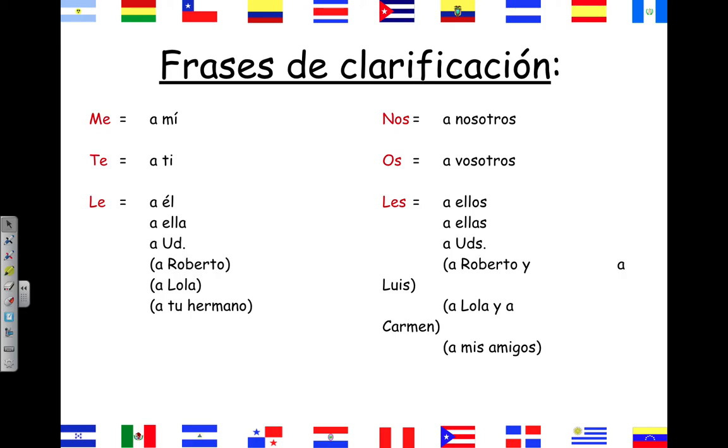Look off to the side and you see with les, we can do a ellos, a ellas, a ustedes, a Roberto y a Luis. When you're using more than one name, you're going to need that impersonal a in front of each name. A mis amigos, a Lola, a Carmen. Again, you cannot drop the les. It has to follow these names. The names, the él, the ella, those are all optional. The le and the les are mandatory. With le and les, however, it is always a good idea to clarify who you are talking about. It makes it so much easier to understand.